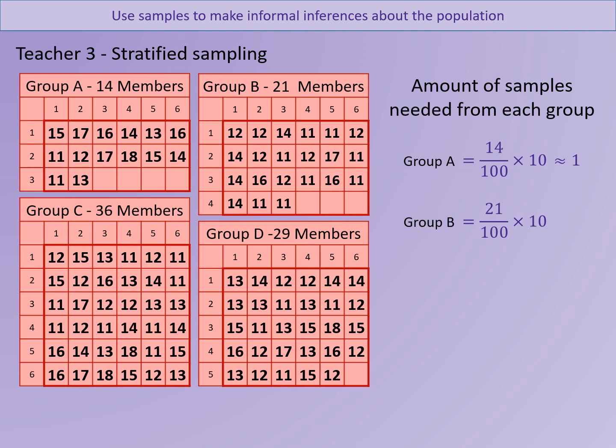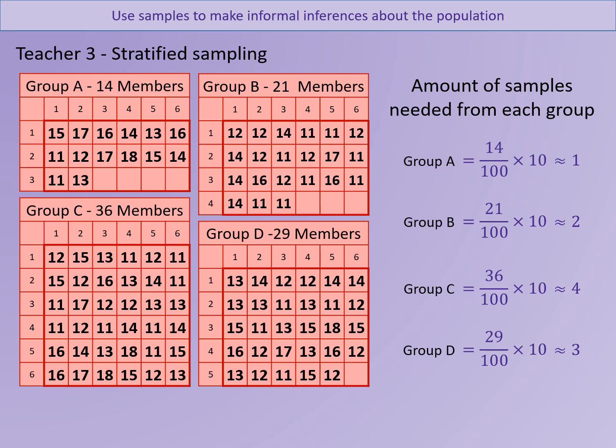For group B, there are 21 students altogether in group B. Divided by 100 again, the total number of students, and multiplied by 10 gives us roughly 2 students from group B. Group C is going to be our biggest cohort, so 36 divided by 100 times 10 gives us a value of 4, so we're going to take 4 students from group C. And finally, in the same way, we end up with 3 being taken from group D.